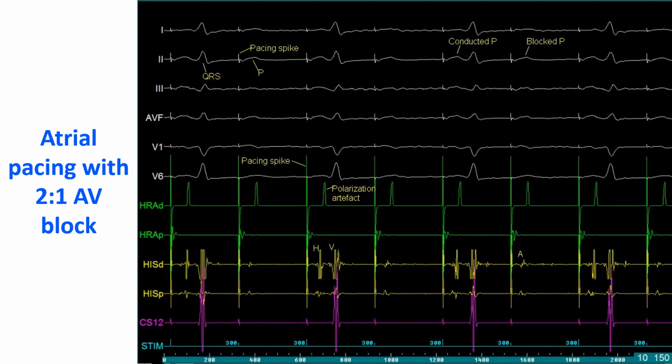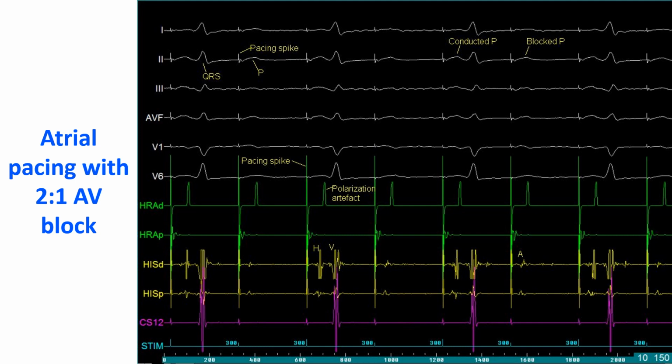Only half the paced P waves have an associated QRS complex, while half do not have one; these are blocked P waves. This is because the atrial pacing rate is above the Wenckebach threshold of the AV node. Please note that 2:1 AV block is the highest grade of Wenckebach type of block possible. 2:1 conduction can also occur in Mobitz type 2 AV block.